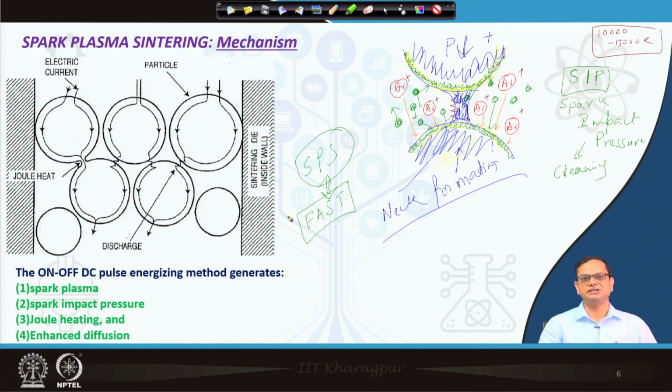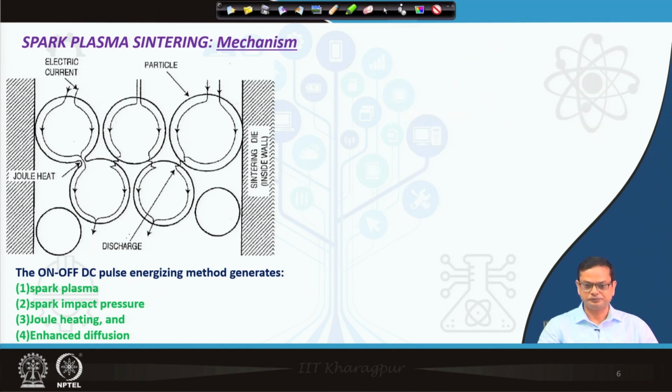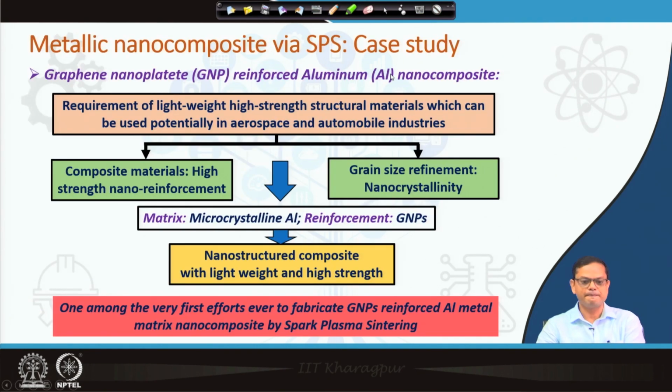All right. Now, as we understand this SPS process, let us try to make an advanced composite material using it. So, let us move on to a new example. The example which I want to give now is graphene nanoplatelets reinforced aluminum nanocomposite. In this case, graphene nanoplatelets have been used; these are high strength material, these are nanoparticles.